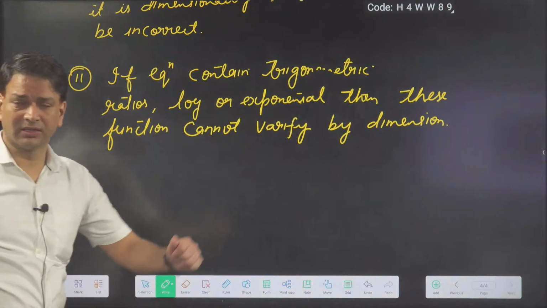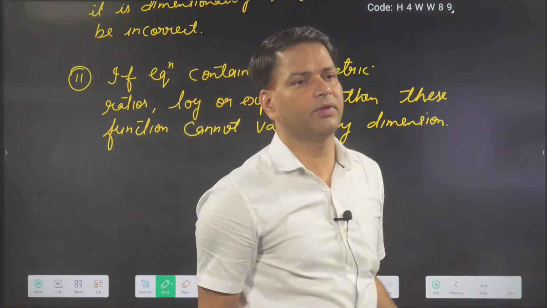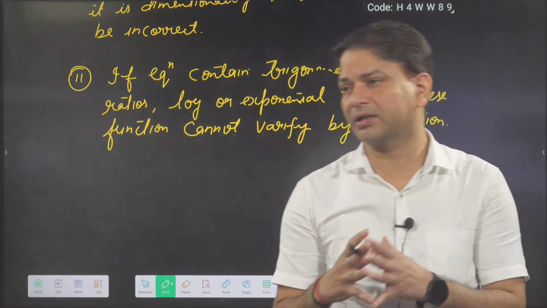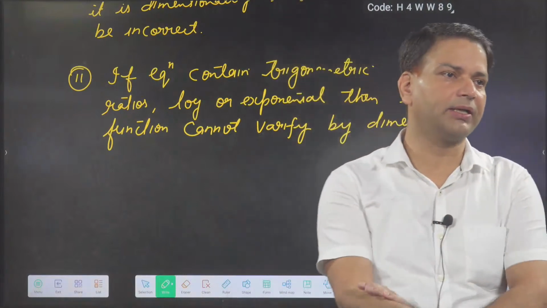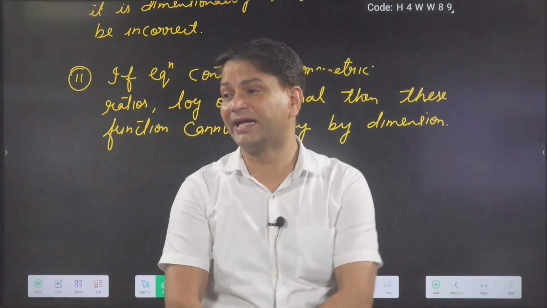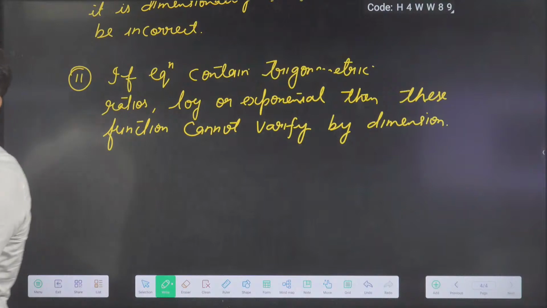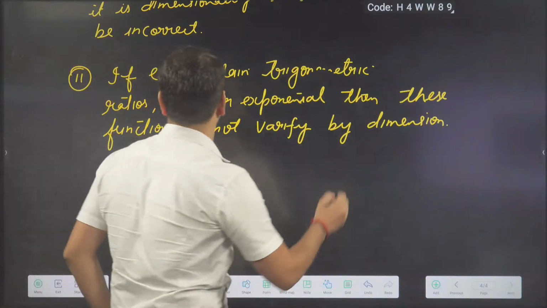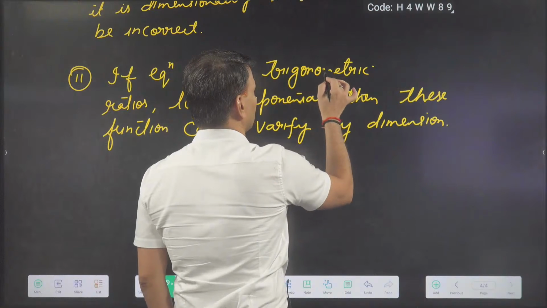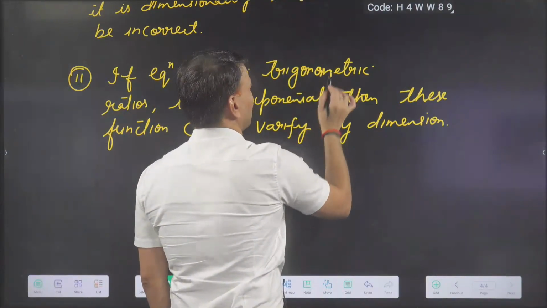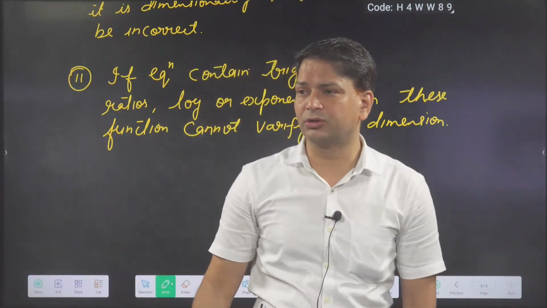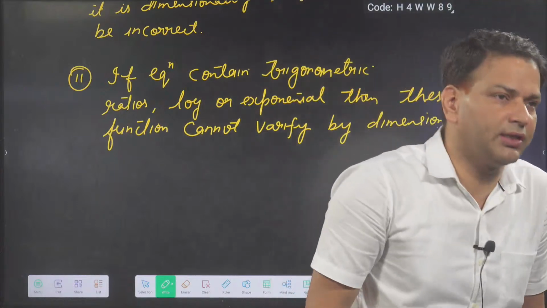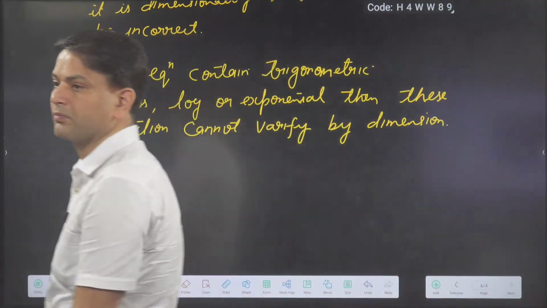Okay, so there is a limitation of this. One we have learned: if an equation is dimensionally correct, then it may or may not be correct. If the equation is dimensionally incorrect, then it will definitely be incorrect. Second thing, if the equation contains trigonometric ratios, log or exponential, those functions we cannot verify by using dimension.